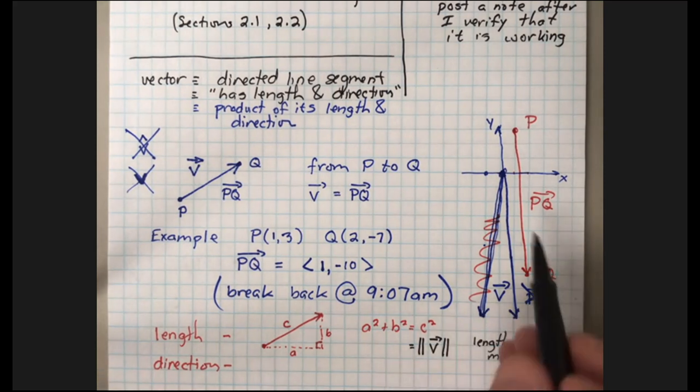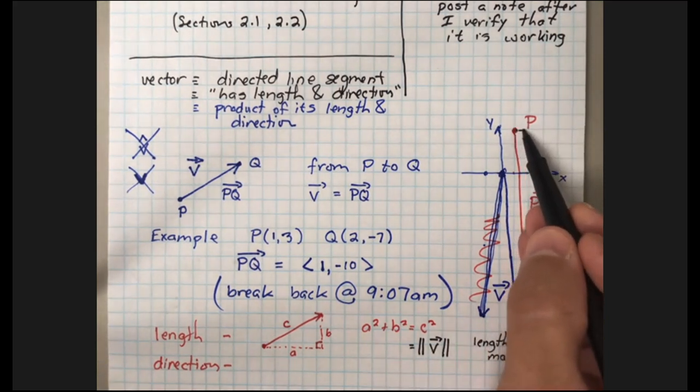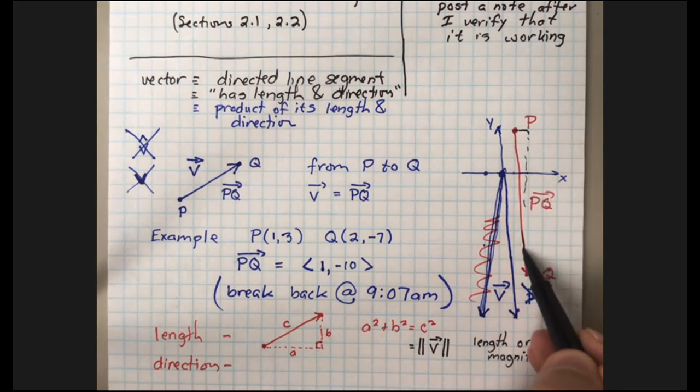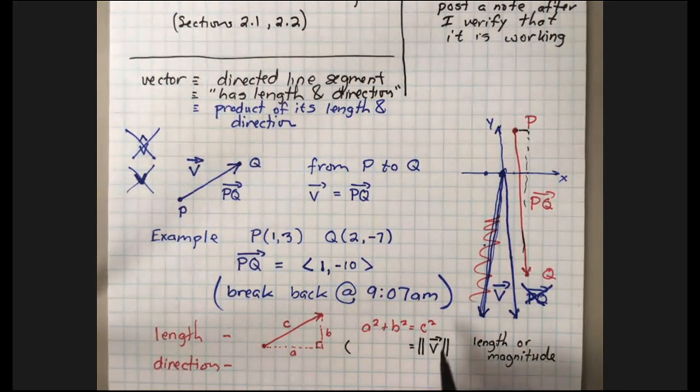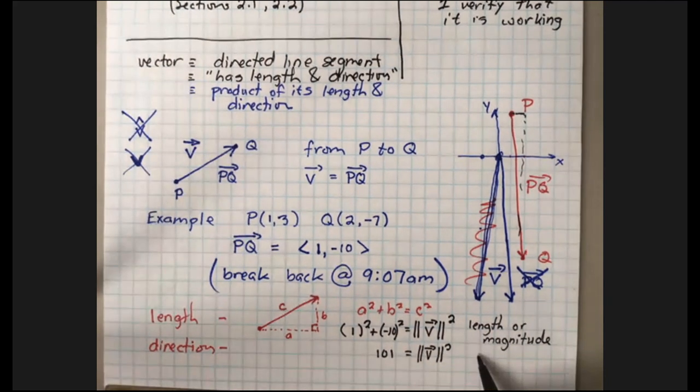Now, in this problem right here, I take one step over and 10 steps down. And so I can figure out the square of the length by the Pythagorean theorem. 1 squared plus minus 10 squared. And the square of the length must be 101. So the length of that vector, V or PQ, either way you want to name it, is the square root of 101. So a little more than 10 units long. That makes sense by my drawing.